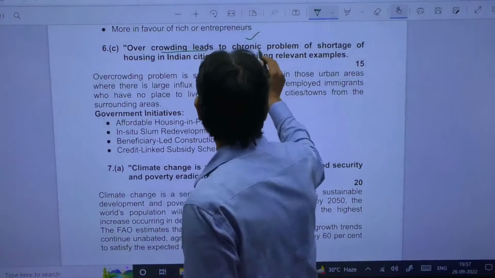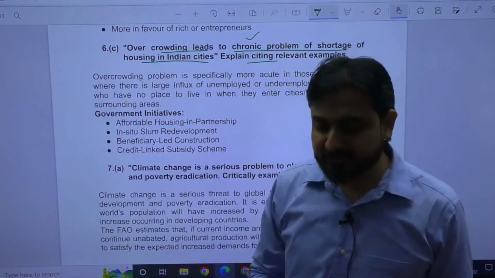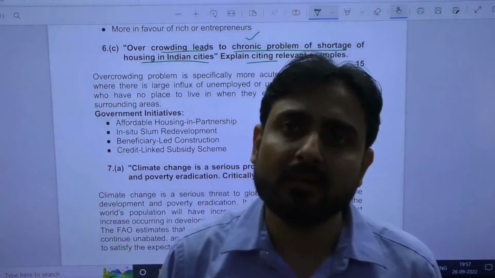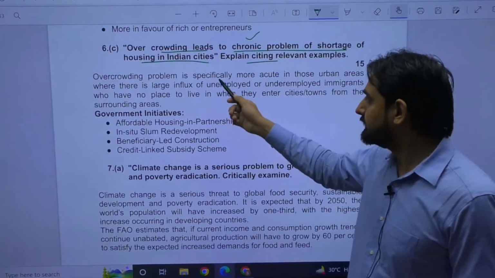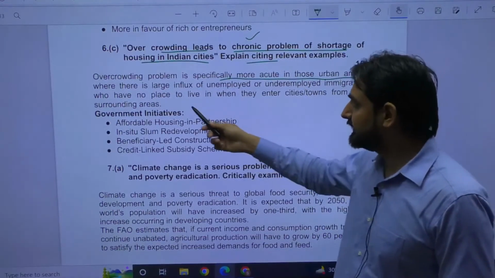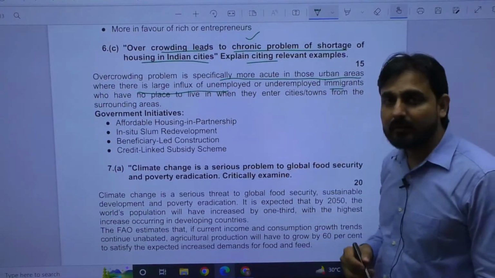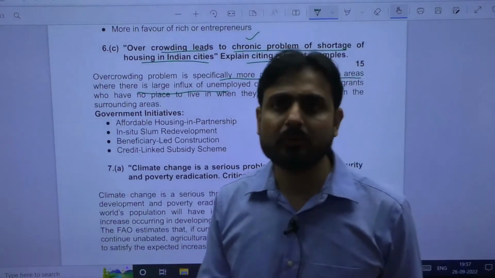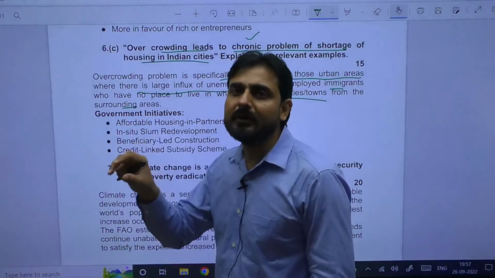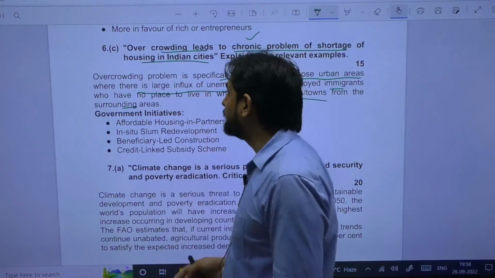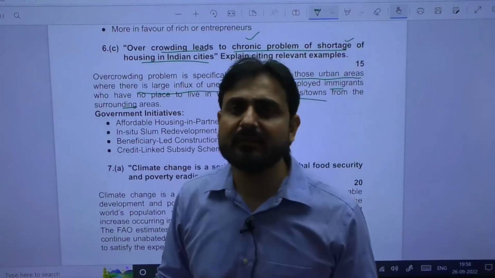Overcrowding leads to a chronic problem of shortage of housing in Indian cities, especially in metro cities like Delhi, Mumbai, Kolkata, Chennai. We are noticing the overcrowding problem, more acute in those urban areas. There is a large influx of unemployed people. There is an immigrant problem, a lot of migration from rural areas to urban areas, creating a huge burden on housing in the urban area. So overcrowding, a chronic problem, you can define it. You can write 5-6 points.